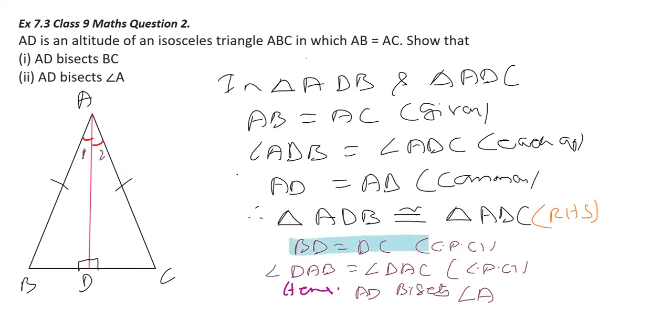Right. So we had two parts to prove. First is that BD is equal to DC. That is the first part. And to prove that AD bisects angle A, this can be proved when we prove these two angles as equal, right? This and this being equal.